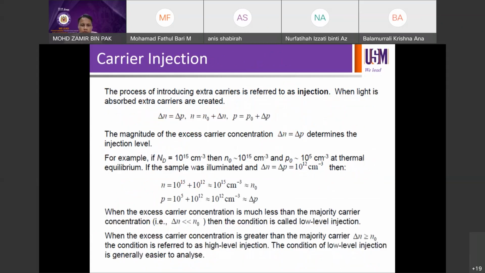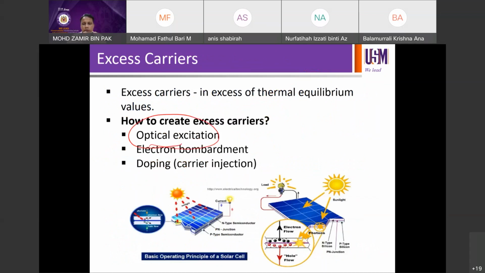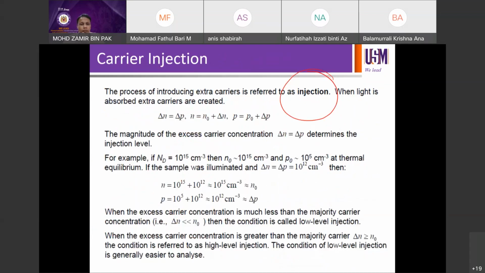So this is the very same example, but with a slightly different magnitude. The process of introducing extra carriers is referred to as carrier injection, right? So you're adding carriers into the system, into the lattice, into the silicon or whatever your material is. When light is absorbed, carriers are created. So now we're talking about optical excitation as one example of how we can generate excess carriers. But you can also use other techniques to introduce excess carriers into the material, right?